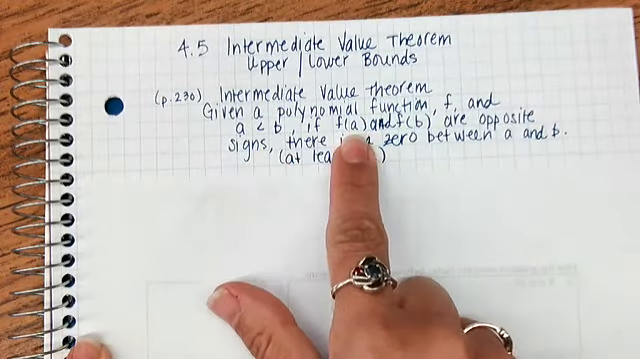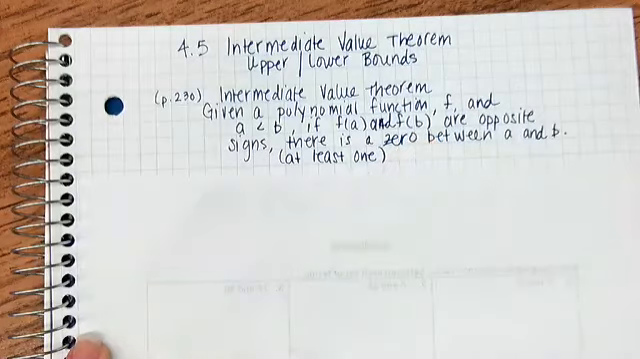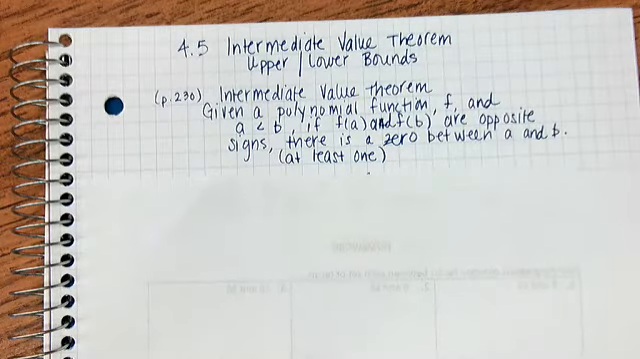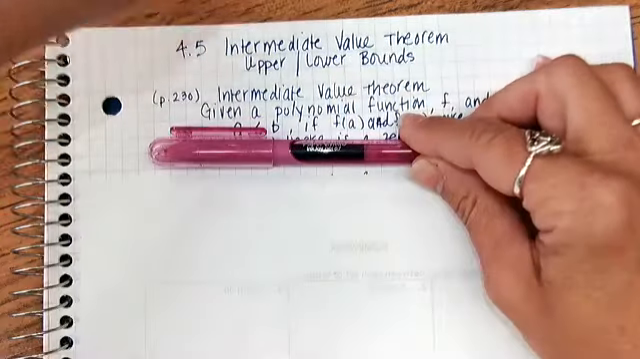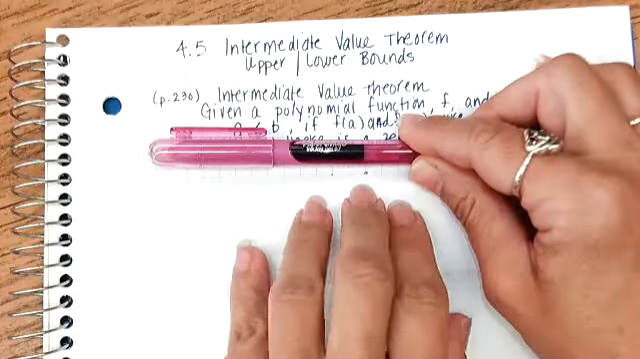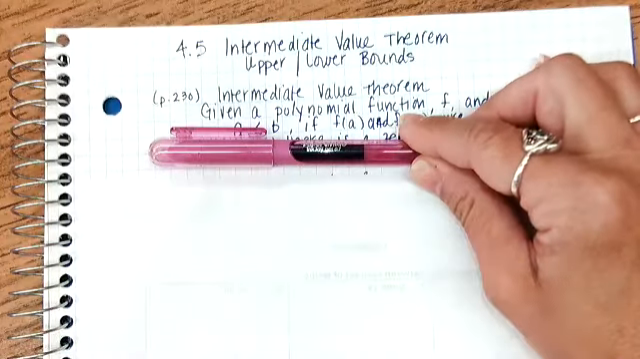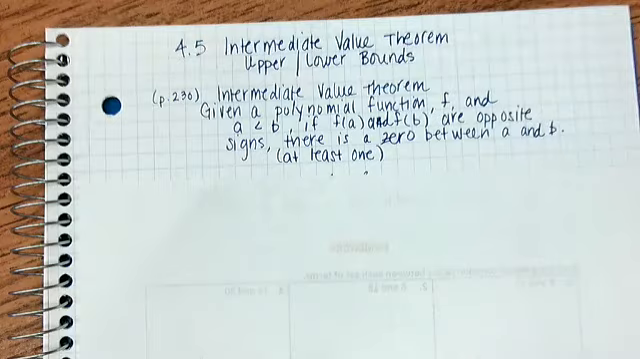If f of a and f of b are opposite signs, meaning one's greater than 0 and one is less than 0, then there has to be a 0 between a and b. So think about this. If you have a function and your x-axis, and f of a is above and f of b is below, that means it has to cross the x-axis at least one point.